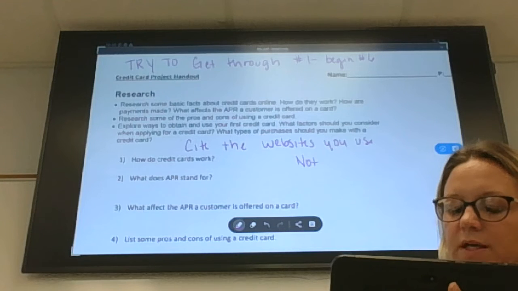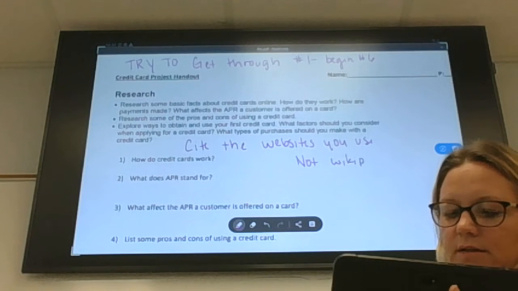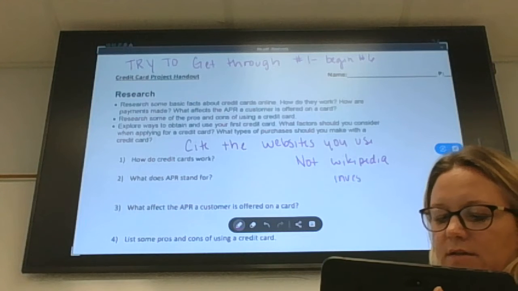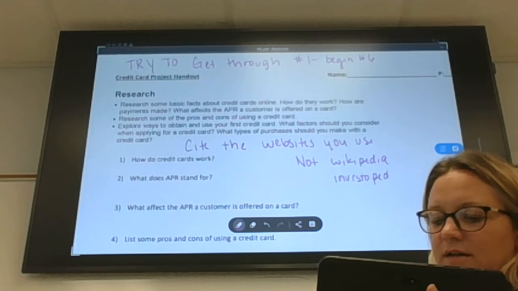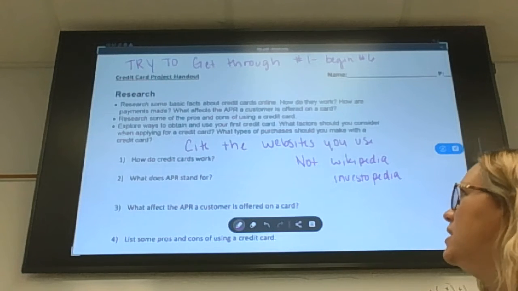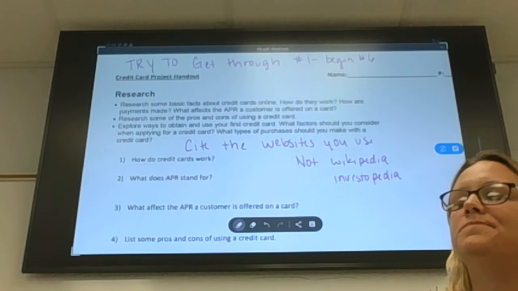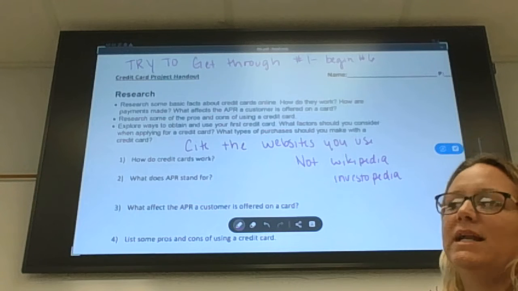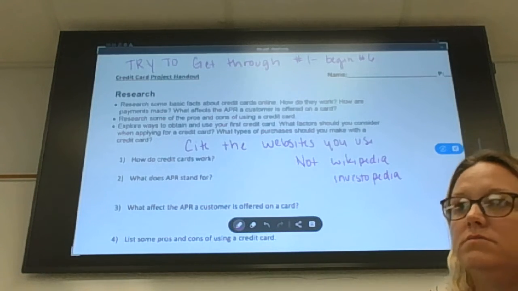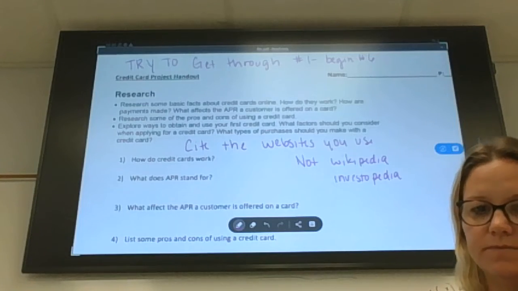Do not use Wikipedia. And do not use Investopedia. It's actually decent, but it's just that anybody can go in and edit it. So it's not reliable. You can use Google. Yeah, you can use Google.